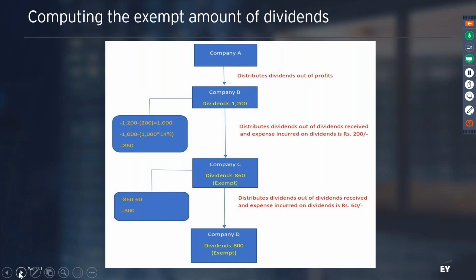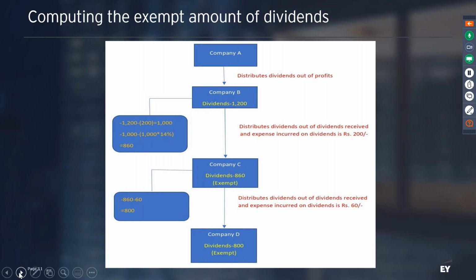In this case, we are referring to a company, so the applicable tax expense on dividend income should be computed by applying the 14% rate. That is the first step. As a second step, company B is also thinking of distributing dividends to company C by utilizing the dividend income received from company A. On this matter, I have a question. Can company B distribute the entire rupees 1,200 to company C as dividend? Can company B distribute the entire thing to company C, which they have received from company A?